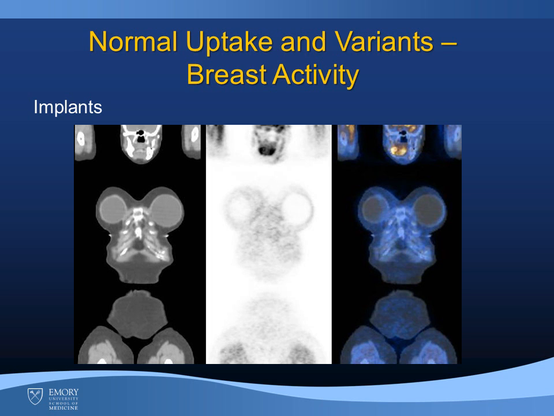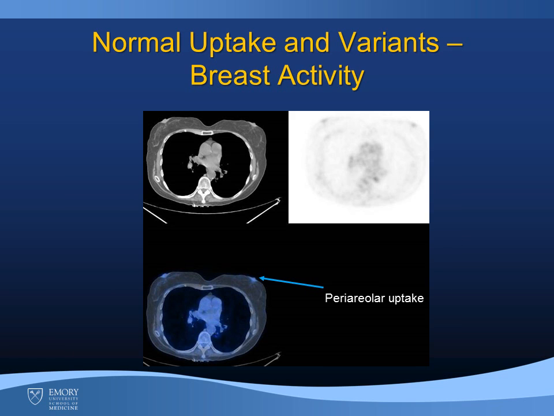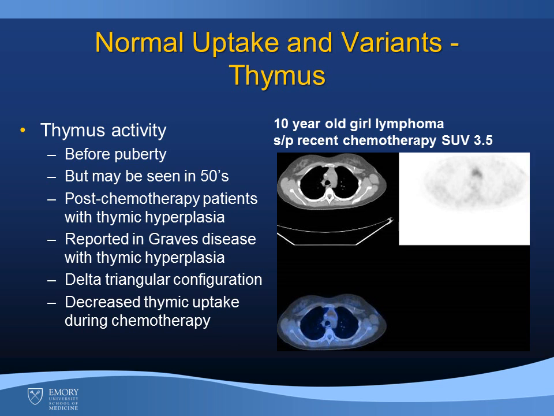This is a patient with implants, and we could see kind of a Mickey Mouse appearance where we have a mild diffuse activity around the implants, commonly seen as well. It's also common to see periareolar uptake. That is just a normal variant.